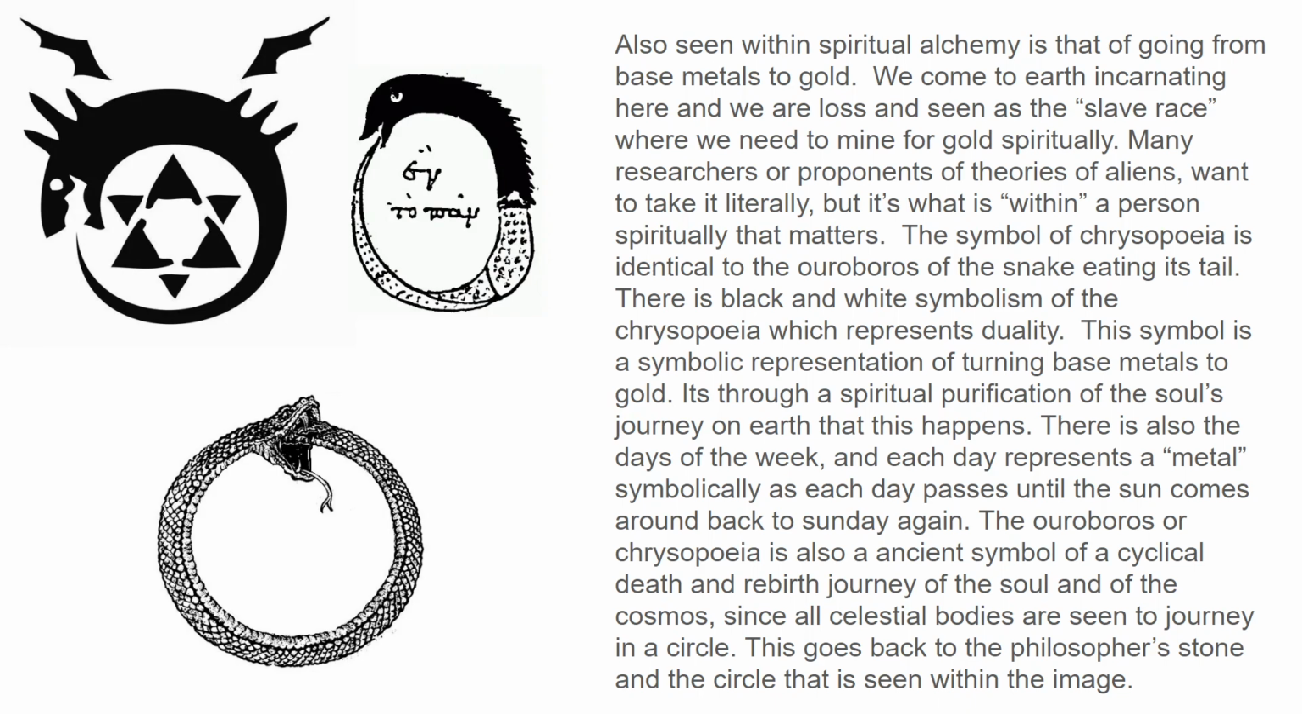As each day passes until the sun comes back around again to Sunday. The Ouroboros or Chrysopeia is also an ancient symbol of a cyclical death and rebirth journey of the soul and of the cosmos, since all celestial bodies are seen to journey in a circle. This goes back to the Philosopher's Stone and the circle that is seen within the image. In particular, the macrocosmic circle, the big circle, not the smaller one with the people in it.